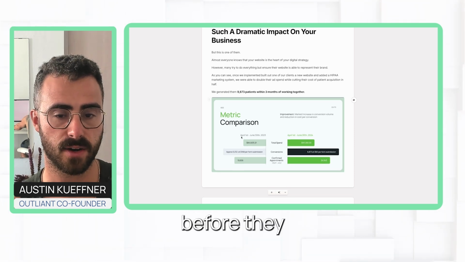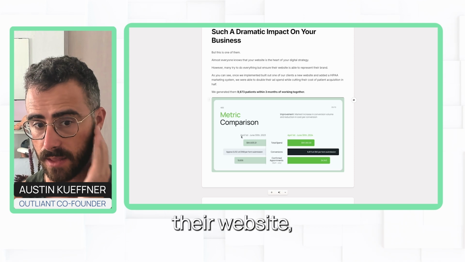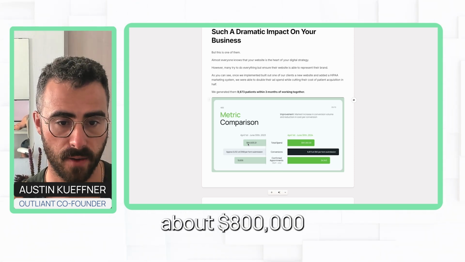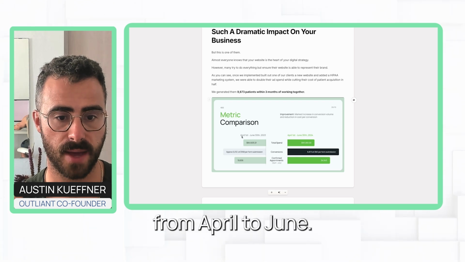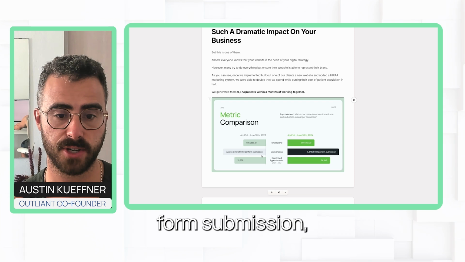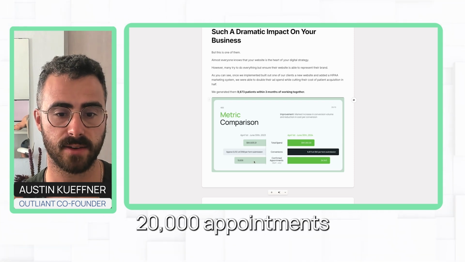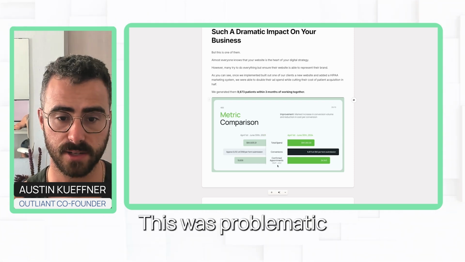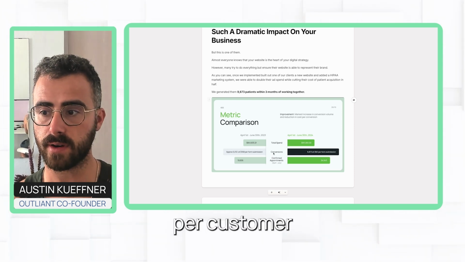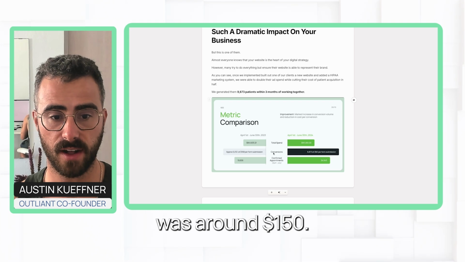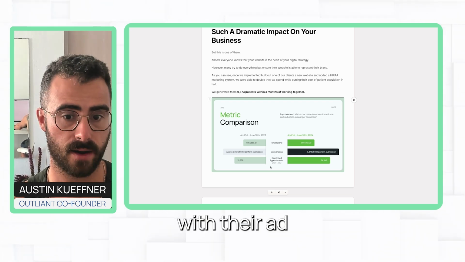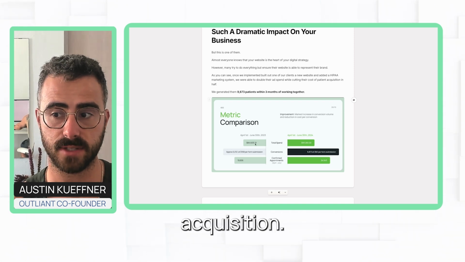Essentially, last year, before they worked with us and before we redid their website, they still ran ads, and they ran about $800,000 from April to June. They were paying $160 per form submission, and they were getting about 20,000 appointments during this period. This was problematic for them because their lifetime value per customer was around $150. And so they were underwater with their ad spend and patient acquisition.